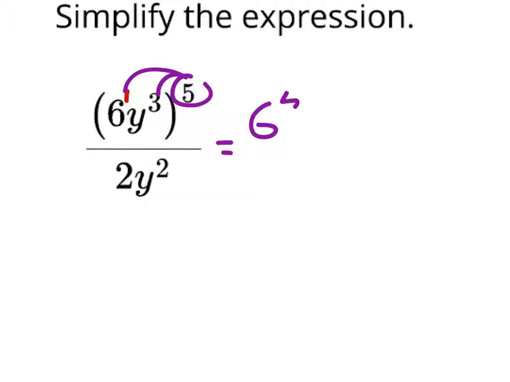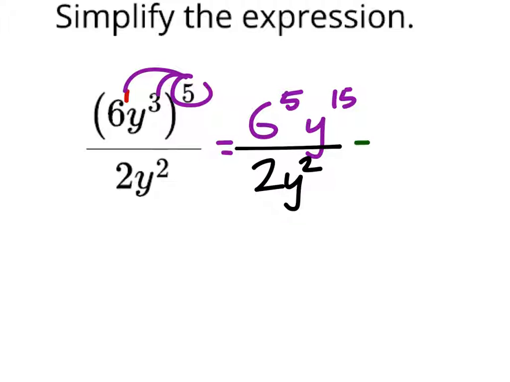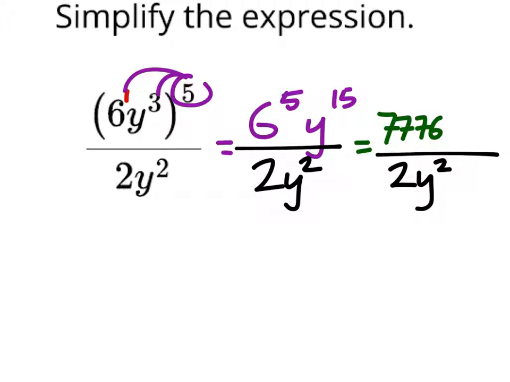So that's 6 to the power of 5. Y to the power of 3 times 5 is 15. It's all over, none of that changed in the denominator. Well, you got 6 to the power of 5 over 2. There we go. So we evaluated 6 to the power of 5. Again, nothing else changed on that.